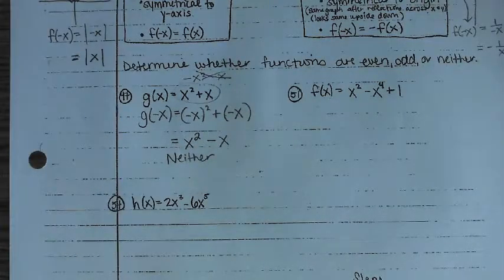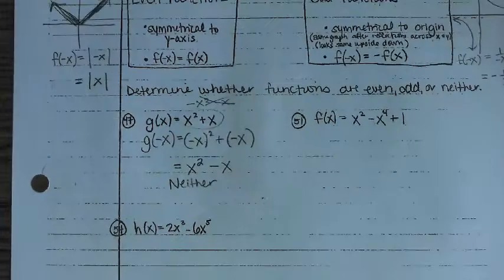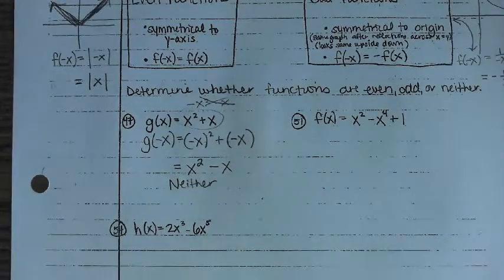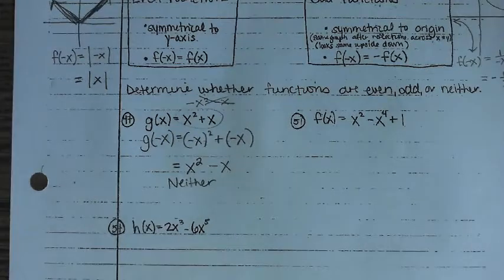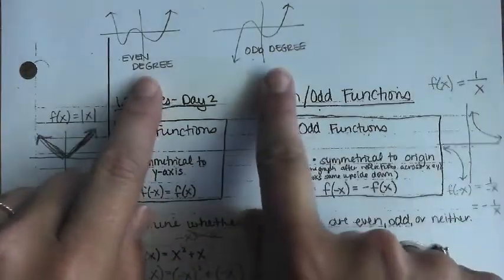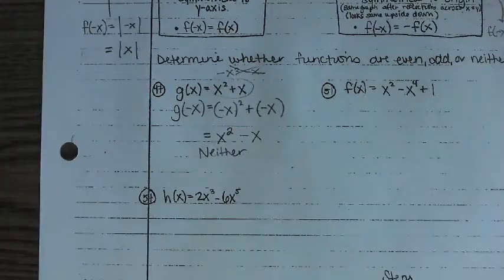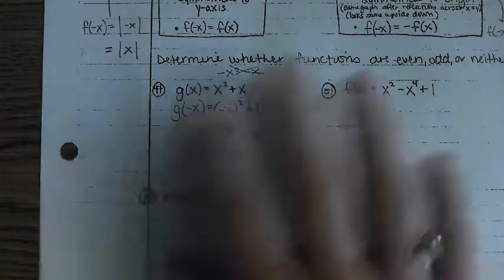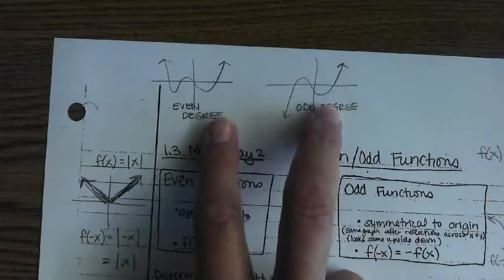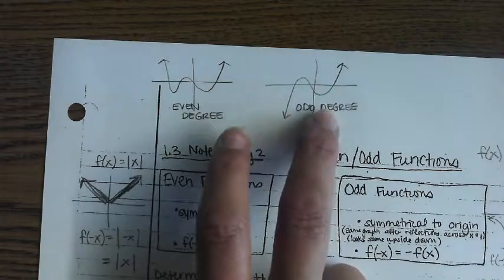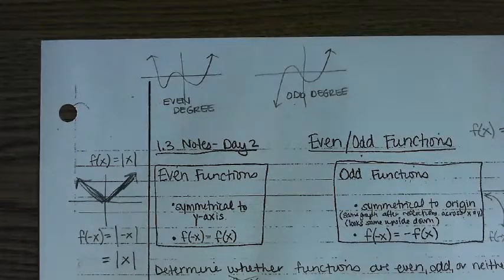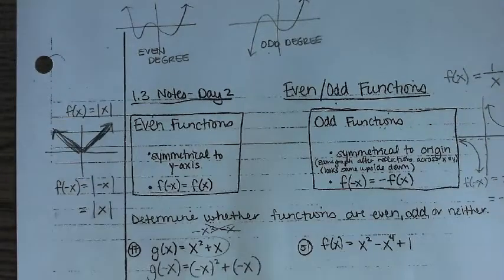It's not an even function. It's not an odd function. It's neither. Okay? If we're talking about the degree of the polynomial, is this even or odd degree? Even. Very good. You can't be neither when it comes to an even degree polynomial or an odd degree polynomial. You cannot be neither. Does that make sense? But as far as even and odd functions are concerned, you can.